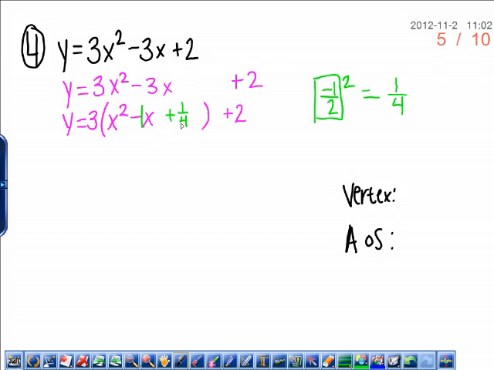Okay, how am I going to counteract it? Good, because 3 times 1/4 is 3/4. That's what I've added in. So I counteract with minus 3/4. Okay? So I'm going to get y equals 3 times what? Good. Then what? This is 4/4, or sorry, 8/4. 8/4 minus 3/4 is 5/4. Gabby, did you have a question? You got it? Okay.